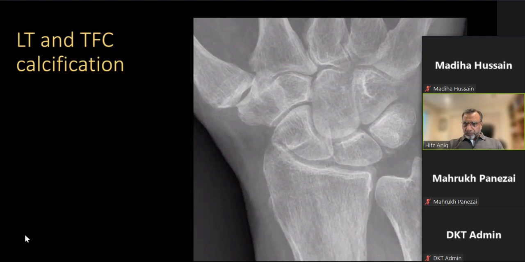Now, you can see that there's a faint calcification in the TFC area, and there's some calcification in the lunate, and this is the lunotriquetral ligament calcification. So it means there's some calcification, but it doesn't occur in osteoarthritis.